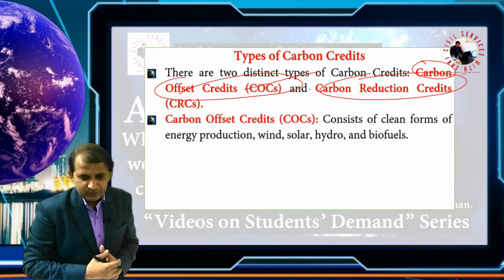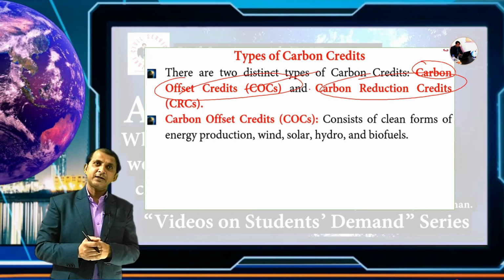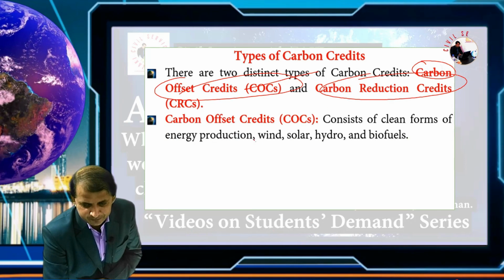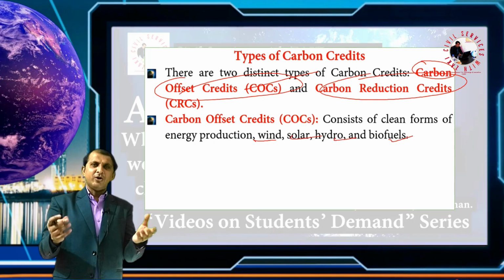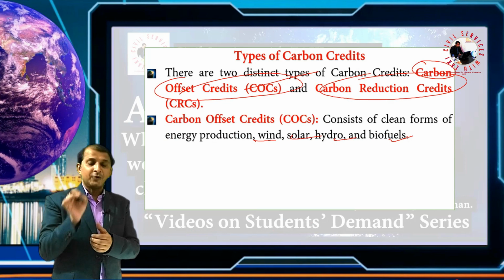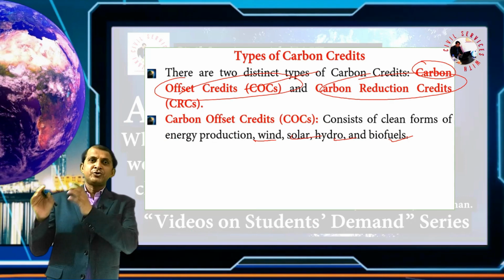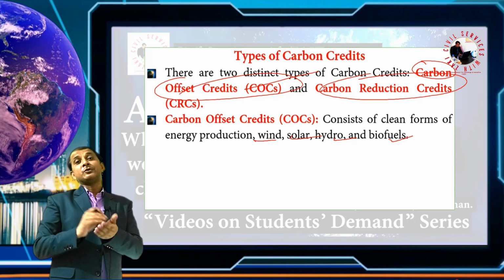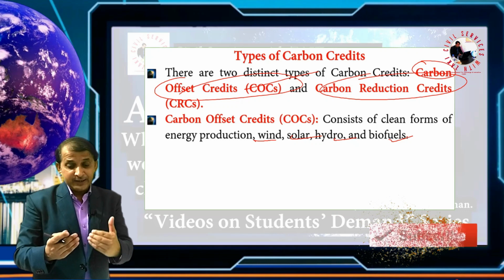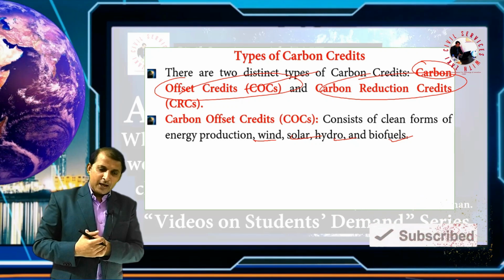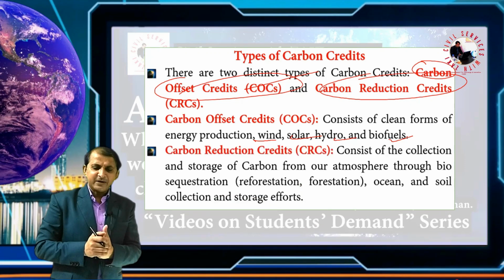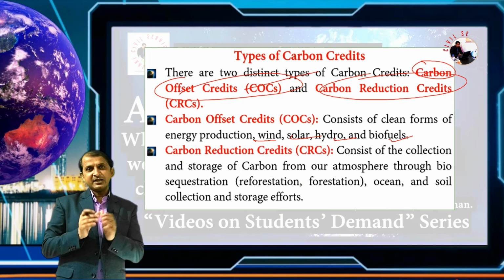First, let's see the carbon offset credit. What is a carbon offset credit? It consists of clean forms of energy, meaning production of wind, solar, hydro, biofuel or any other clean energy, which is categorized as a carbon offset credit. So if you switch from coal to renewable energy or hydrogen energy, or any other non-carbon, green energy, that counts. The other is called the carbon reduction credit, CRC.